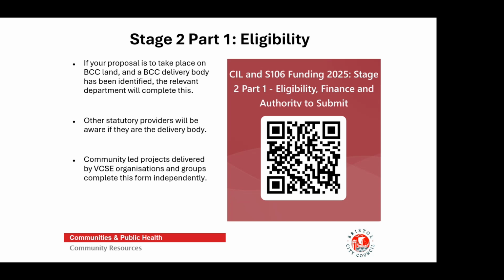So the first part of the process is this eligibility form, as mentioned, and that is via an online form, and this is simply to ensure that all applicants meet the funding criteria of CIL. And as said, if your project is not being delivered by a community organisation itself, the Bristol City Council department does that.